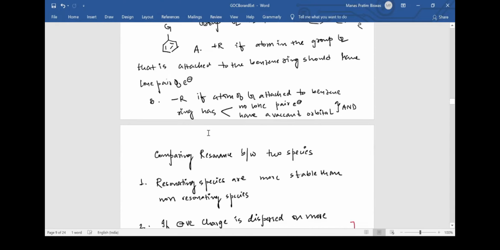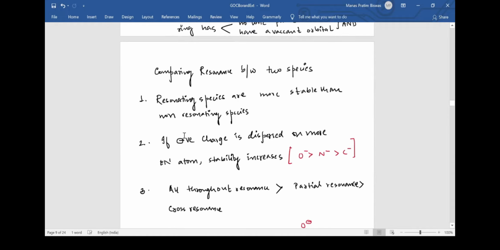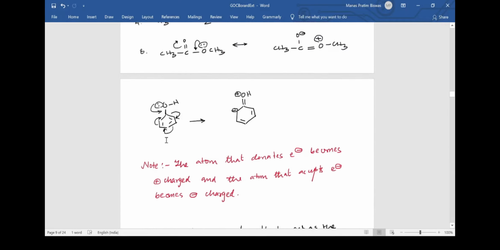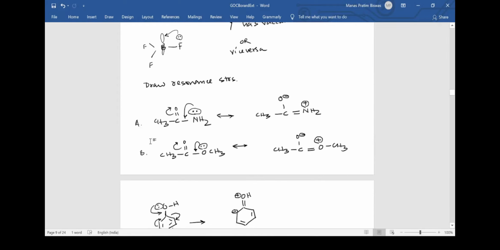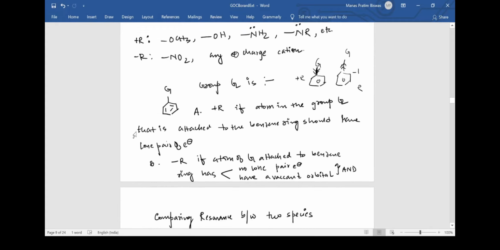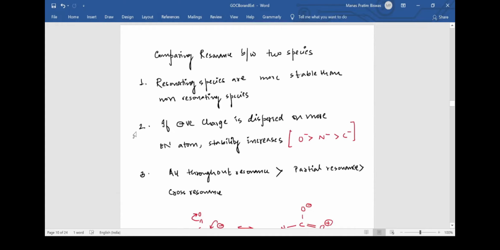Now we'll be learning how to compare resonance between two species. This is important to note because some minutes earlier I said that questions might come where you have to compare between A and B, which resonance is the better one, which resonance will more likely take place. So in order to answer this kind of question, you need to understand which resonance is more favorable. That means which transfer of electrons is more favorable than the other. In order to understand this, you should be able to compare resonance between two species.